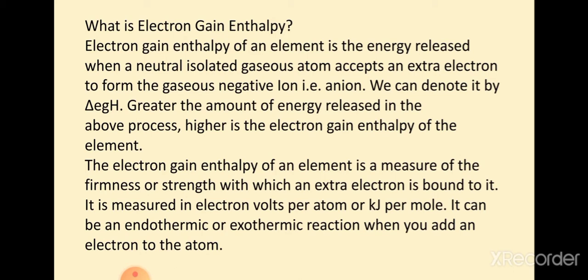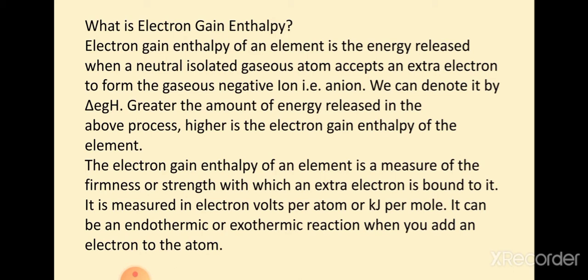The electron gain enthalpy of an element is a measure of the firmness or strength with which an extra electron is bound to it, and it is measured in electron volts per atom or kilojoule per mole, and it can be an endothermic or exothermic reaction when you add an electron to the atom.